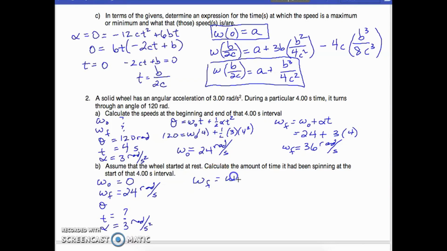So omega f equals omega naught plus alpha t. And this time we know it's going to end up at 24 and it started at 0, but what we don't know is how long it took to get there. So in this case we can subtract the 0, divide by 3, and we get a time of 8 seconds. It was spinning for 8 seconds before it got to that particular 4-second interval.